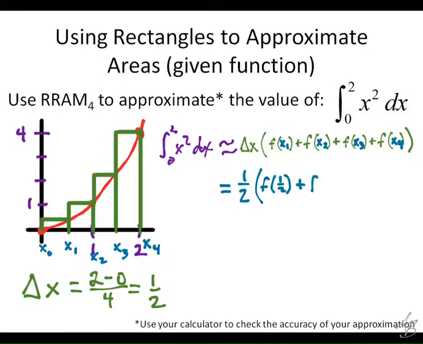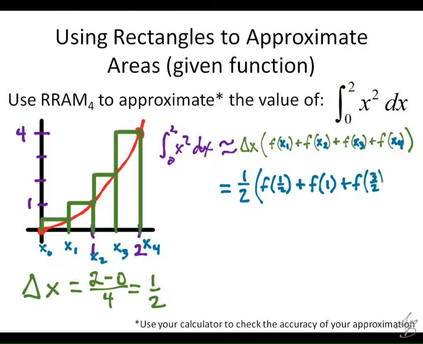Then the next one is going to be f of 1. And how do we get the 1? We started at the left endpoint, added delta x to get to the first one, and then we add delta x to get to the second one. So another way to think about this is we start at the left endpoint and add delta x twice, right? So for the second term, we added delta x twice. What's the third one going to be?